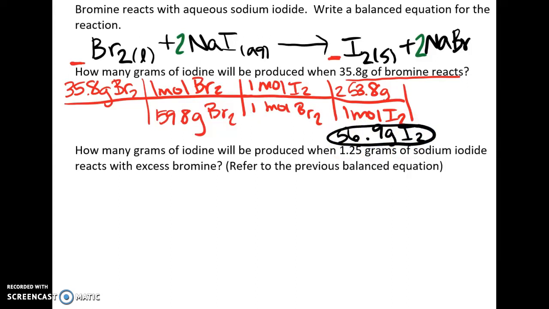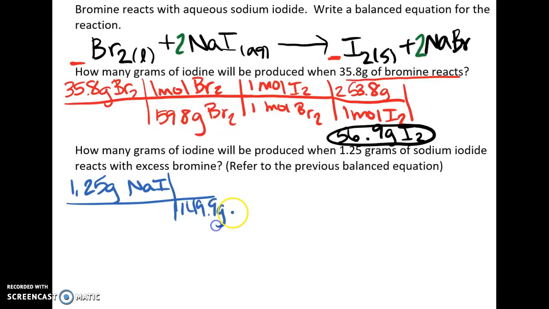Alright, our last problem. How many grams of iodine will be produced when 1.25 grams of sodium iodide reacts with excess bromine? Again, we are using that balanced chemical equation that we just got done writing. You're going to start with the given, which is 1.25 grams of sodium iodide. First step every time is to get that to moles, so I have to figure out the molar mass of sodium iodide, which is 149.9 grams in 1 mole.